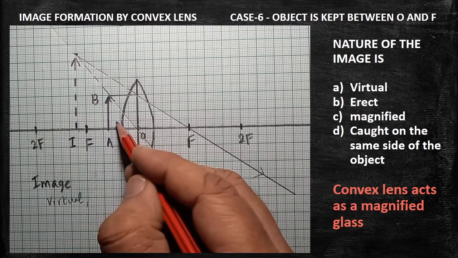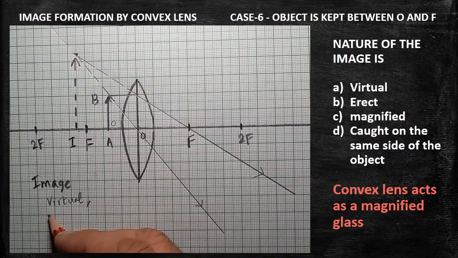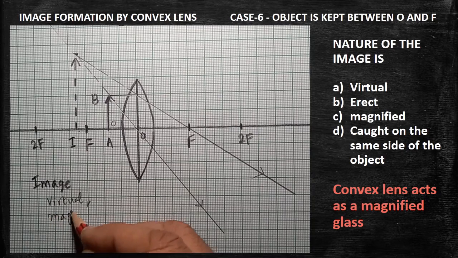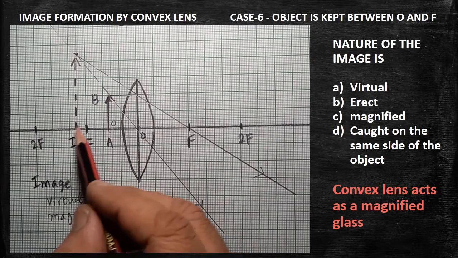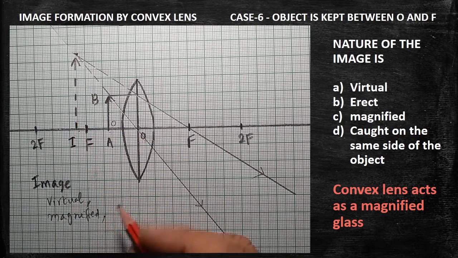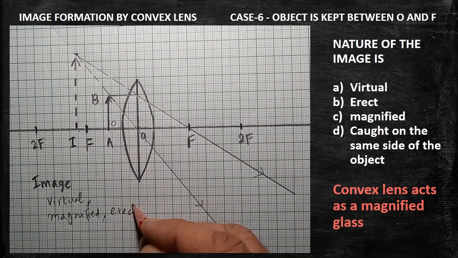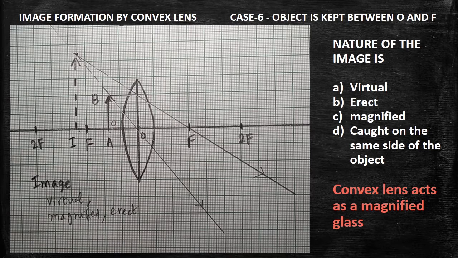Compared to the size of the object, the size of the image is bigger. Therefore, it should be called enlarged, or you can call it magnified. Are you clear? And the image is caught just above the line. Therefore this one must be erect. Are you clear? This one will be an erect image. There is a difference between inverted image and erect image. Now only you have got the erect image.